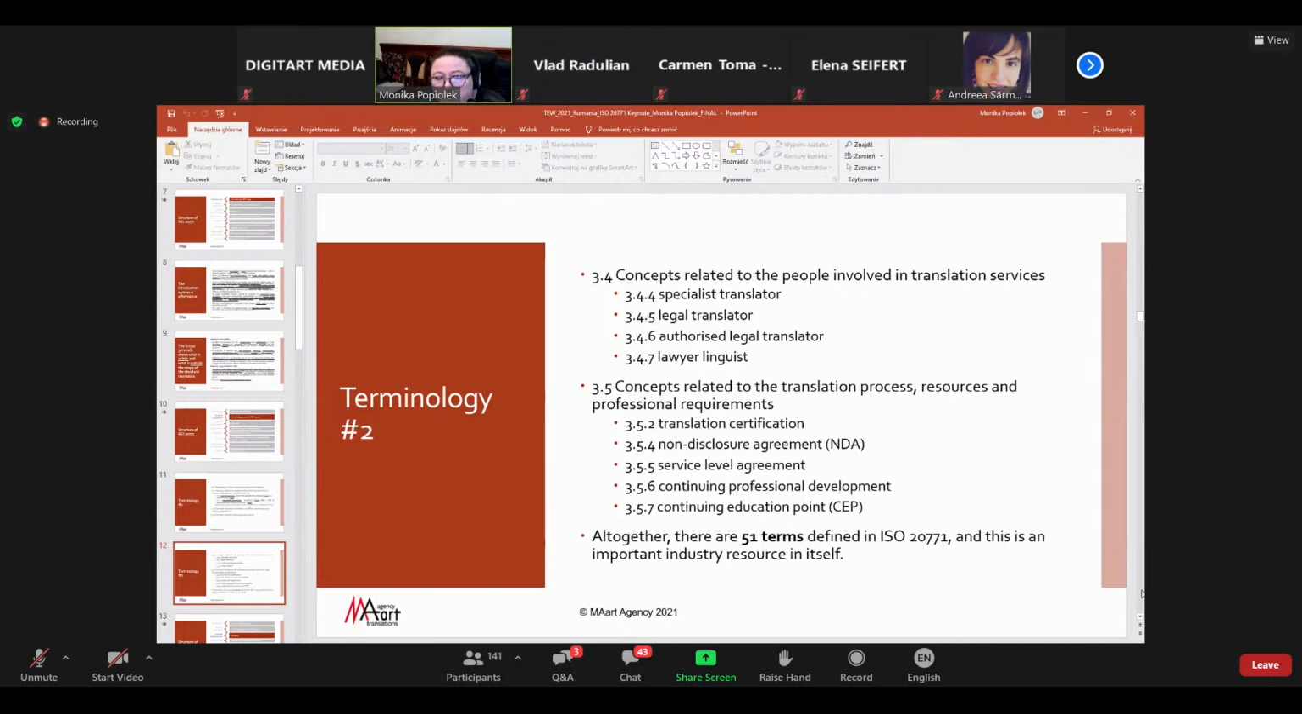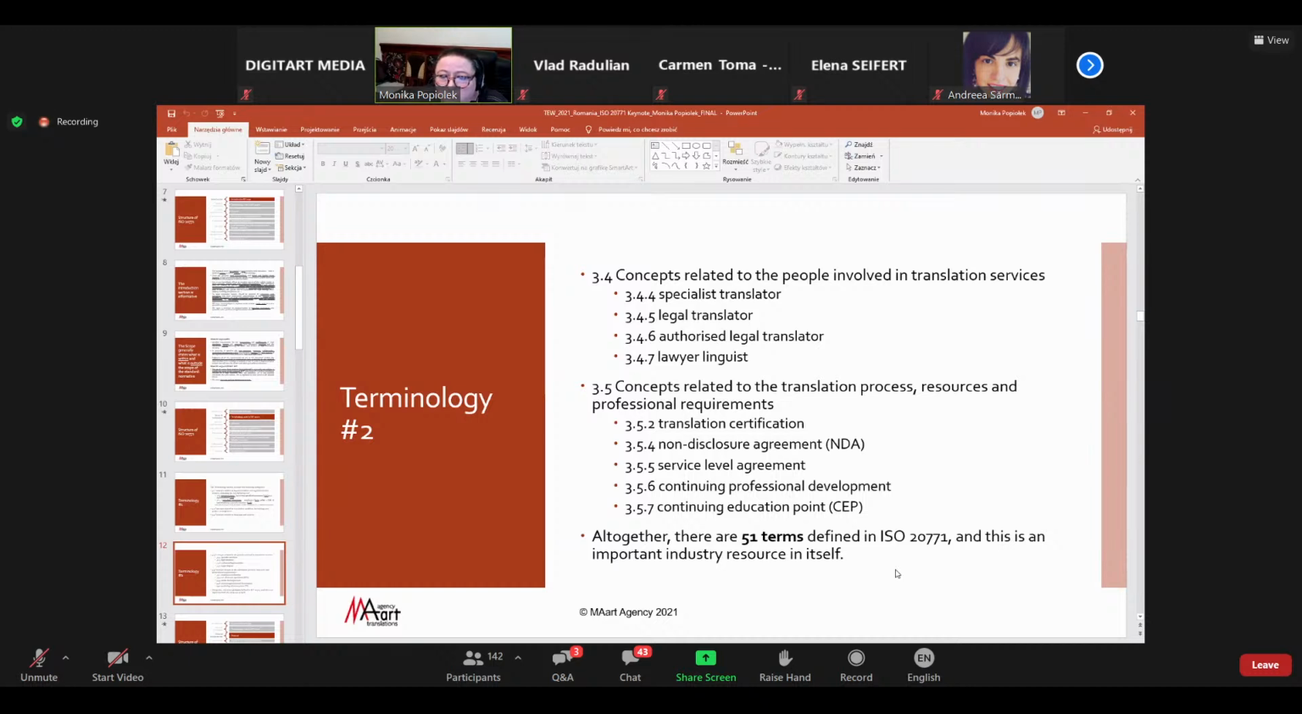And another one, which is really important, has also never been defined anywhere, just like the authorized legal translator: the lawyer linguist. It's not a very popular profession yet, but I think it's one of those important future professions, and it was clearly important to define it here. Especially as you will see later on that by defining it here, we also sorted out a certain problem with the qualifications of legal translators.